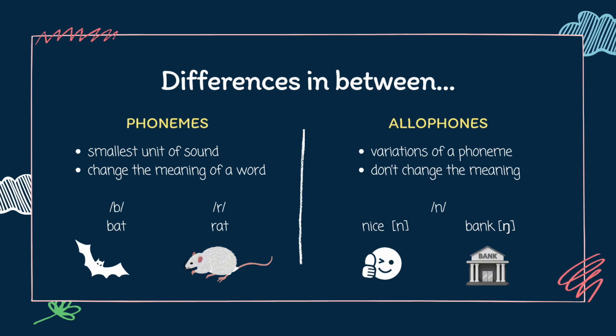Well, allophones are the variations of the phoneme that do not change the meaning of a word. Even though they are pronounced slightly differently, the variation often depends on the phonetic environment. That means, for example, the accent that you might have. I have an example here that is the phoneme n. Well, the variation in nice is n, right? But when we put it in bank, we are not using the n sound. We are using the ng sound.